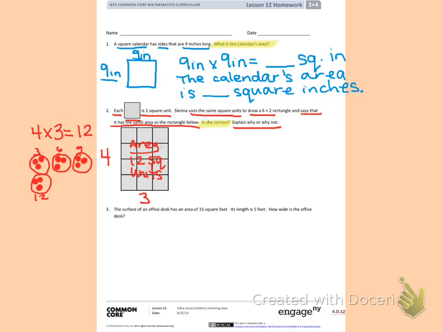Now let's go ahead and draw a 6 by 2 rectangle to see what its area is. I'll use a different color for that. 1 row, 2 rows, 3 rows, 4 rows, 5 rows, 6 rows.